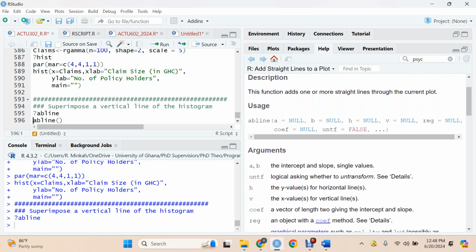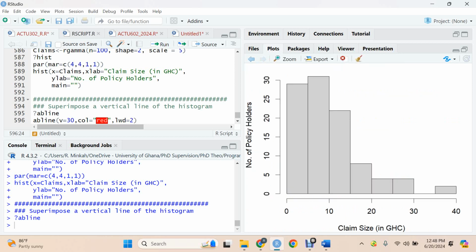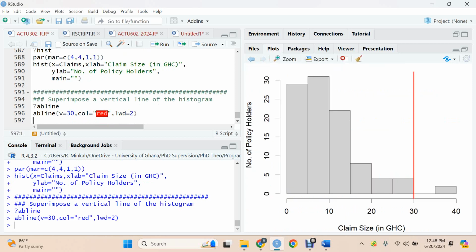h is for what? y values for a horizontal line. v is for what? x values for what? A vertical line. Which one do we want? A v. Good. So v, in my case, is equal to what? 30. Then I need a color, which is red. I can even set the line width, maybe 2, so that it will be big enough. Okay.